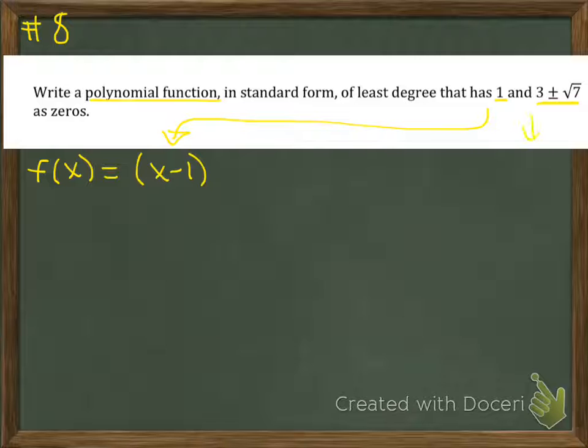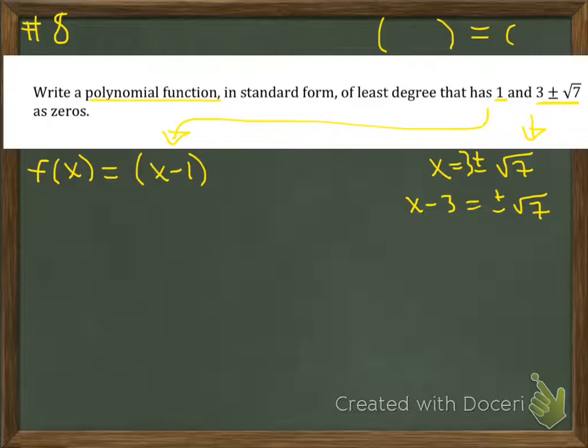And then we have to figure out what factor this 3 plus or minus root 7 comes from. So we'll have x is equal to 3 plus or minus the square root of 7. Then we're going to subtract that 3. So we'll have x minus 3 is equal to plus or minus square root of 7. Right, because our goal is we want to get back to something that looks kind of like this, something set equal to 0, because that's going to be our other factor.